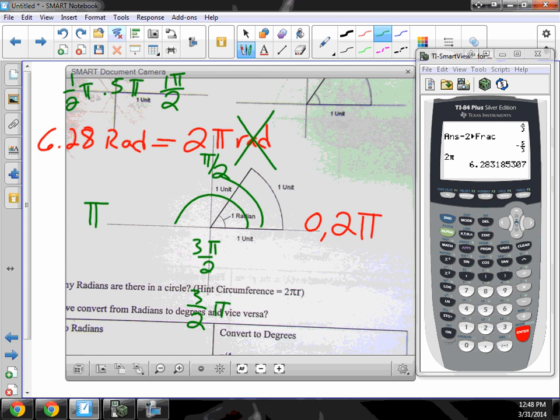Okay, so how do we convert? Well, how many degrees are there in 1 radian?